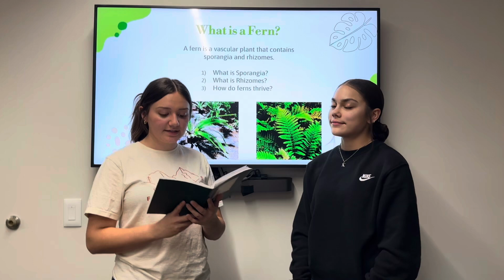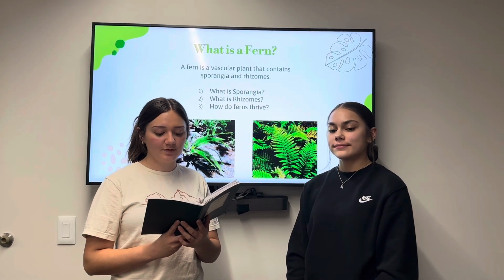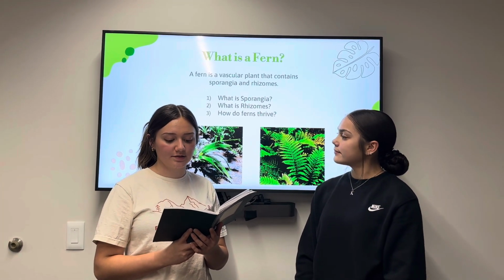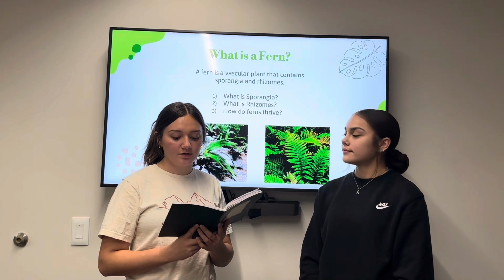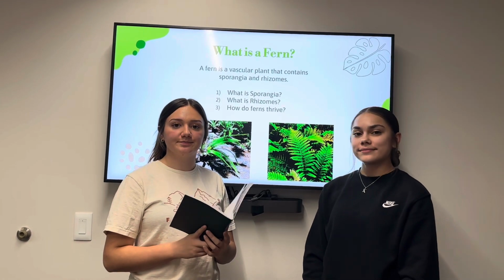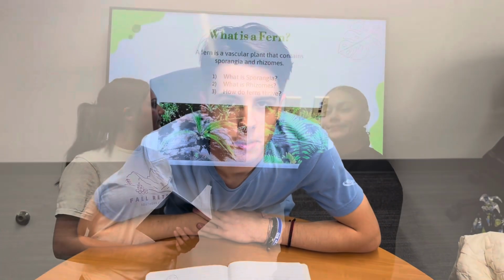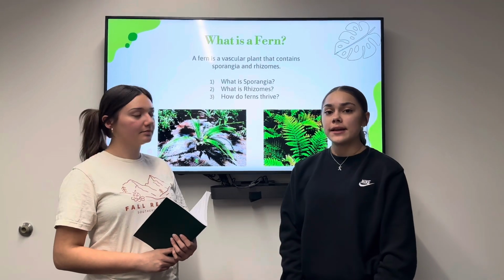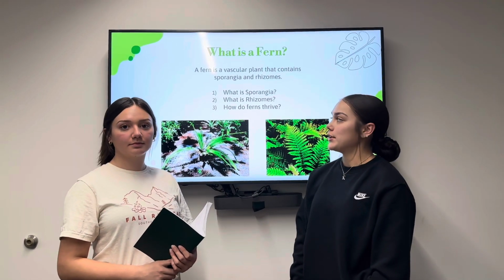Well, what is a sporangia? Well, sporangia are structures at the bottom of leaves in which ferns produce and secrete spores, which are the key to a fern's reproductive cycle. What are rhizomes? Rhizomes are underground stems that serve as support and storage for nutrients.